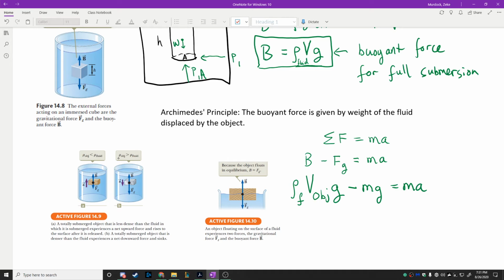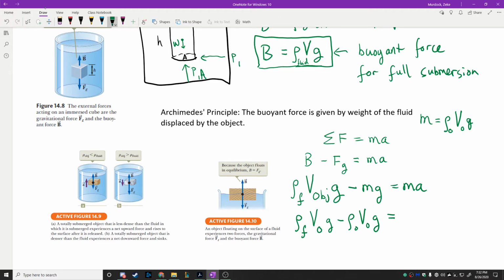But ultimately, we want to relate this back to density. So what we'll do is leave this part the same. So we leave density of the fluid, volume. I don't want to keep writing OBJ. I'm just going to write volume of object times gravity minus mass. The mass of our object can be given as basically just the density of the object multiplied by the volume of the object. Oh, this is not quite right. This G shouldn't be here. I'm sorry about that. The mass is just density times volume.